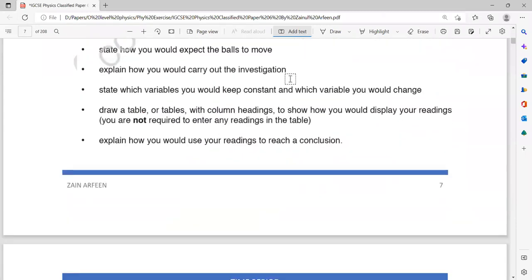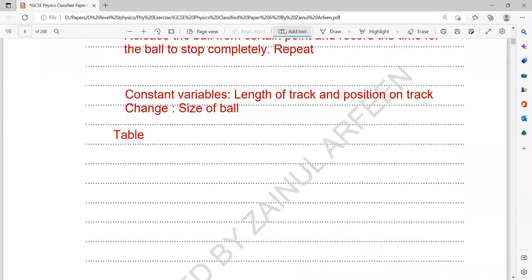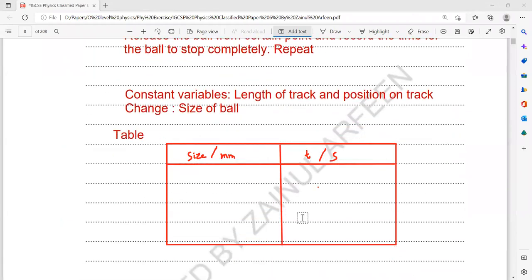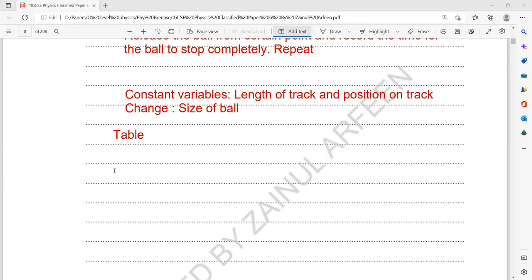The next, explain how you would use your readings to reach a conclusion. So how can we use the readings to draw a conclusion? What we can do is draw a graph between size and time, or plot a graph, as we are changing the size and recording how much time it will take. You can just mention here, you don't have to draw a graph, you can mention plot a graph or sketch a graph.